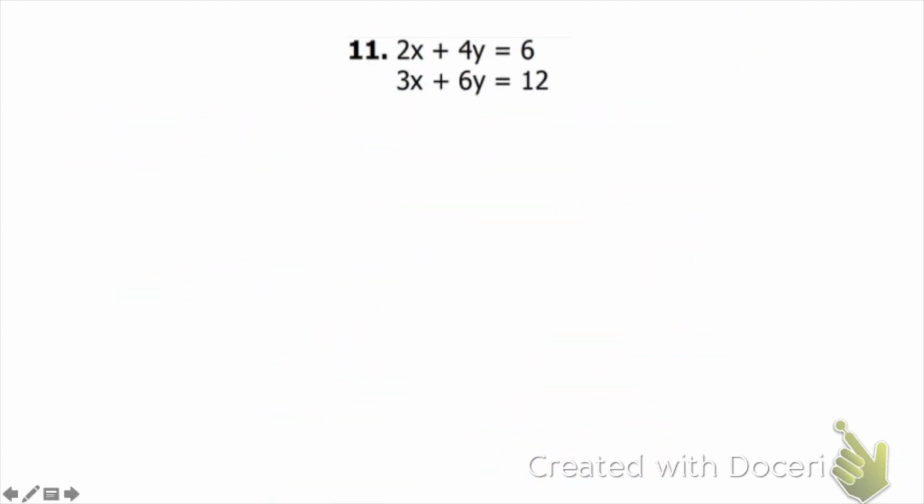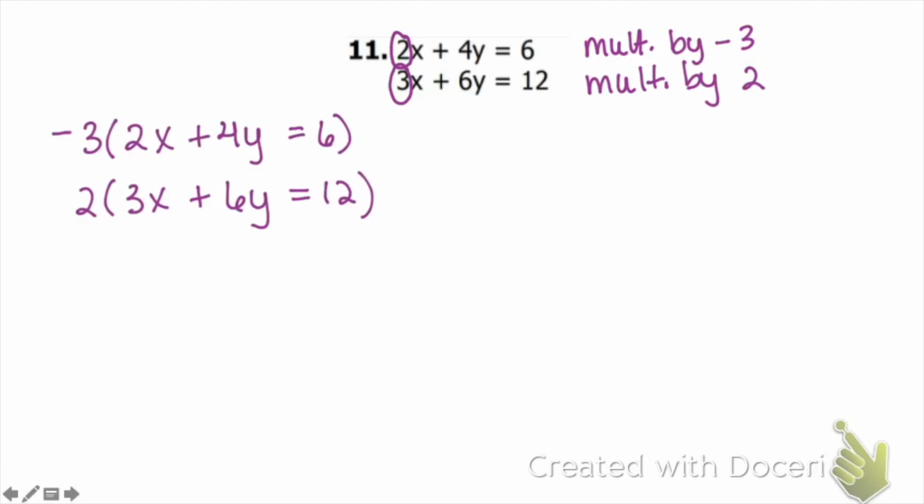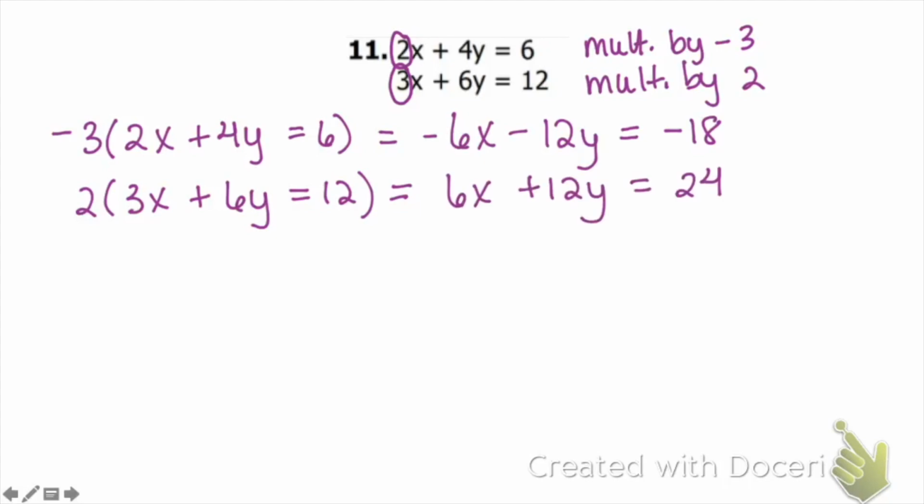All right, so for number 11, you have to figure out what to multiply the top and bottom by to cancel out whichever term you decide. So I'm going to choose the x term. If we multiplied the top one by negative 3 and the bottom one by 2, you would get negative 6x, and then on the bottom you would get a positive 6x. So that would cancel out your x term. So if we multiplied the first equation by negative 3, it would equal negative 6x minus 12y equals negative 18. And if we multiplied the second equation by 2, you would get 6x plus 12y equals 24.